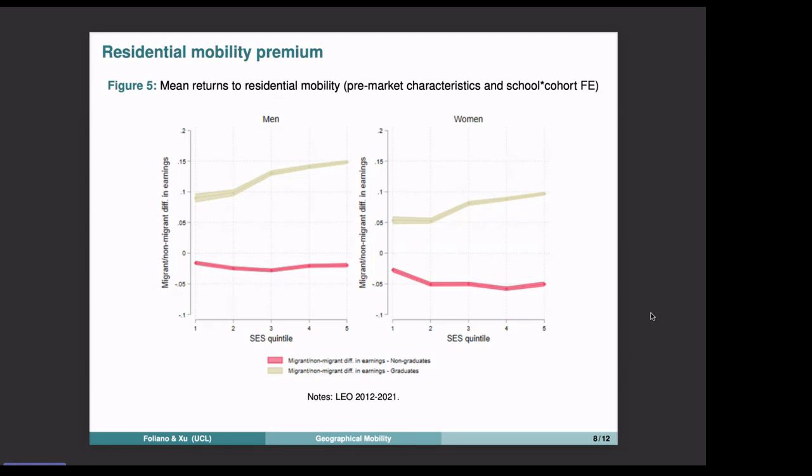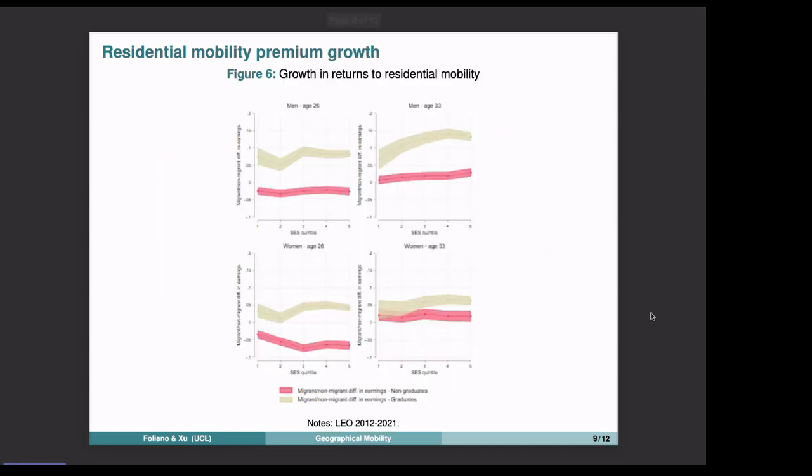And this is an important result because it highlights the fact that, first of all, there is a positive migration premium from moving away from the local labor market of origin, and we know that wealthier individuals are more likely to move. But also this premium has a socioeconomic status gradient, and so wealthier individuals gain more from these moves than less wealthy young adults. And just an additional result: this gradient seems to be driven mostly by the growth of the premium over time.